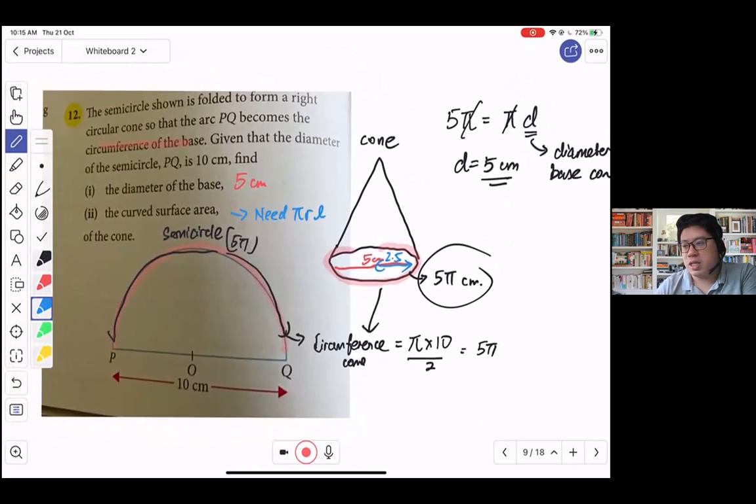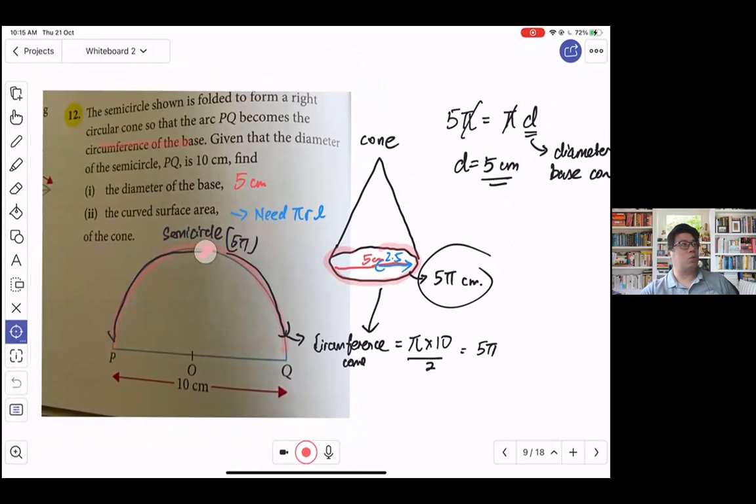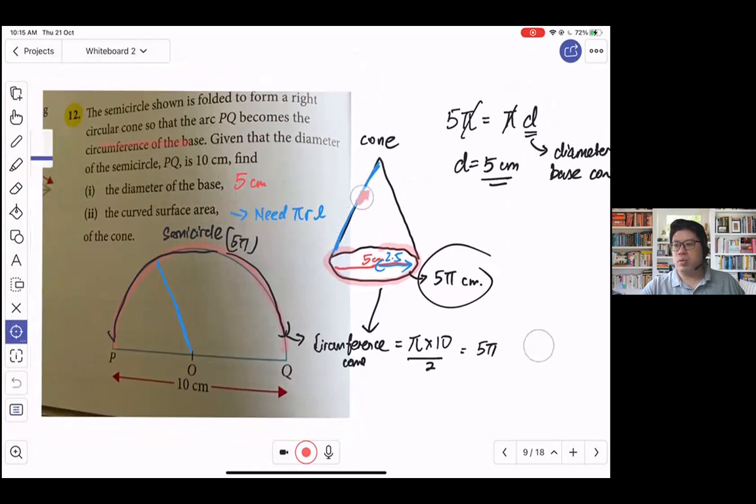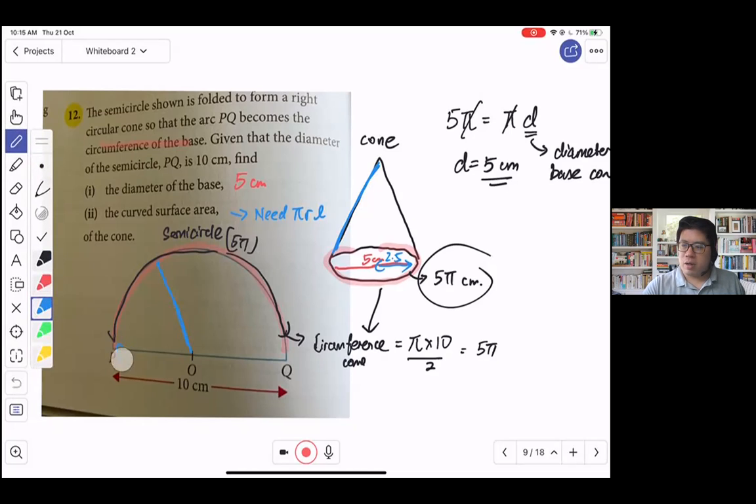Now, what I want you to observe is this. When you are folding this semicircle together, you can just take one of these at home, cut out a semicircle and fold it, right? What you do see is that the slant height actually is none other than the radius of the semicircle. Okay, the slant height, you can see I put a blue line to show. When you fold them together, because the diameter is 10, the radius of the semicircle is 5, it will tell you that the slant height of the cone is also 5.